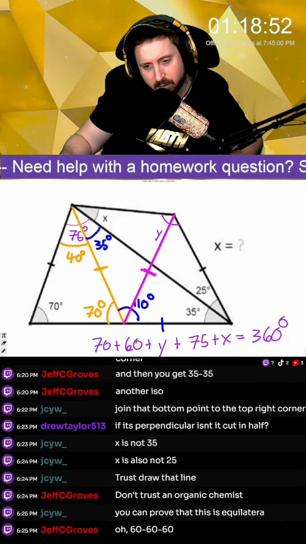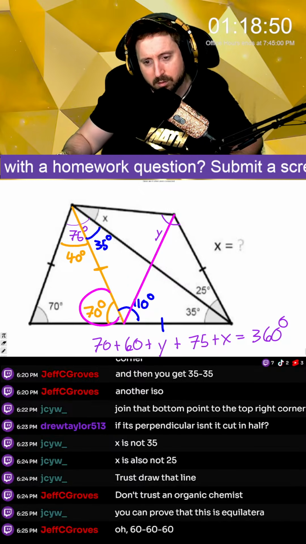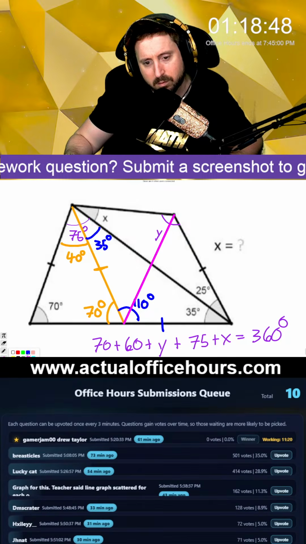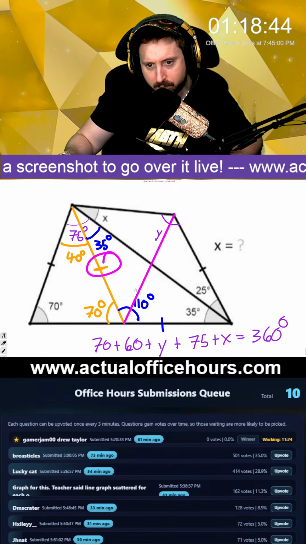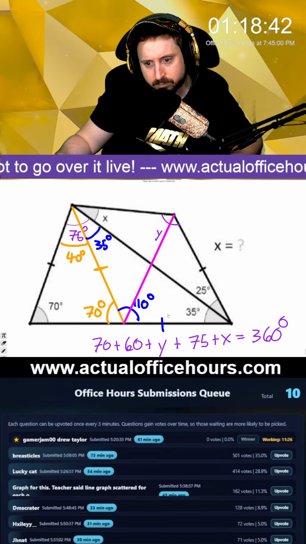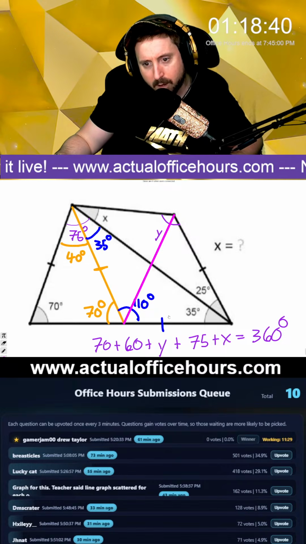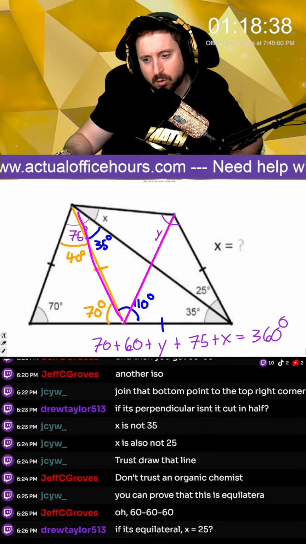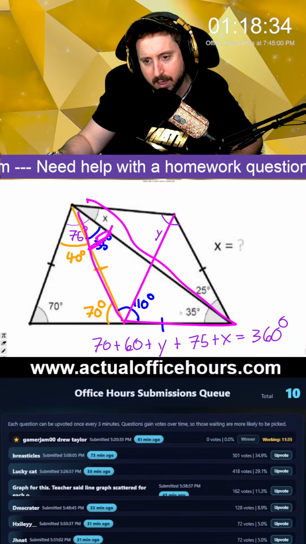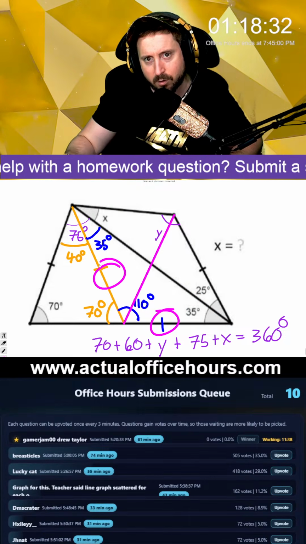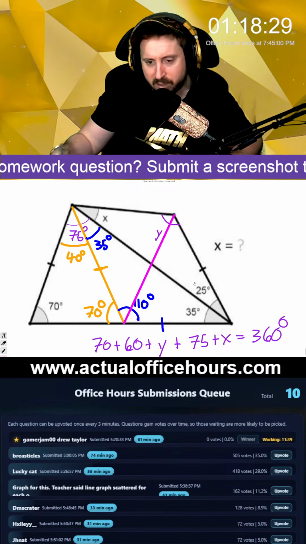Wait, I think I see. Equilateral. Sorry, here's my question. Why are those 2 sides equal to each other? Where did that even come from? Sorry, this and this side being equal? Oh, because of the 35 degrees. So when we created this, 35, 35, that means that this is congruent to this. Yeah, and that makes sense.